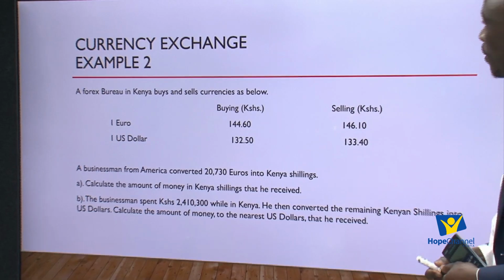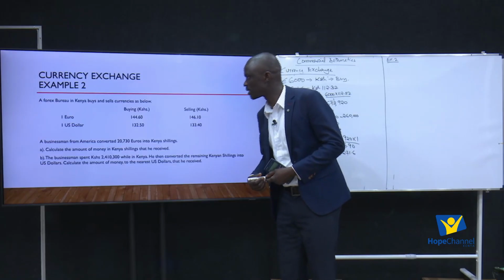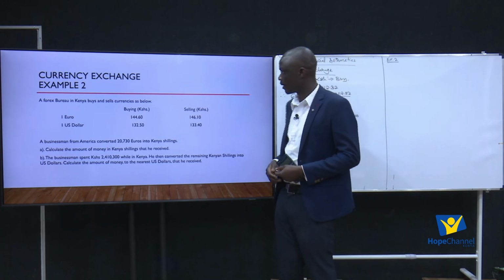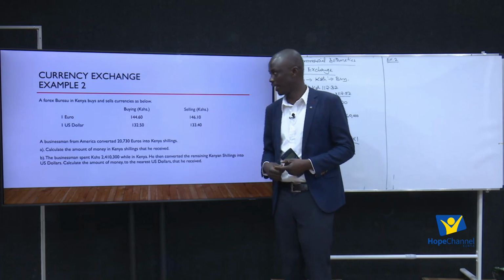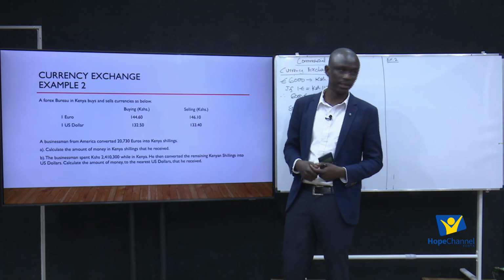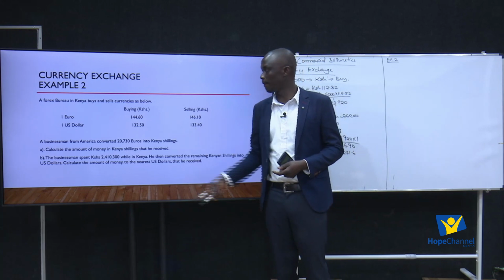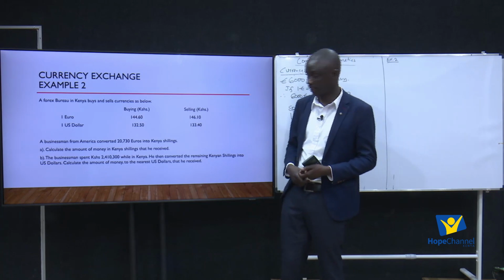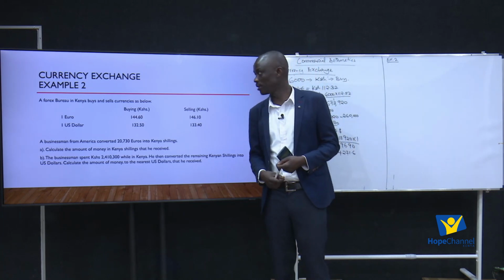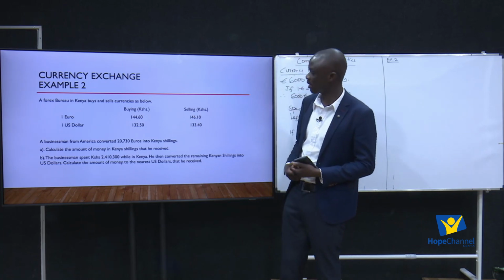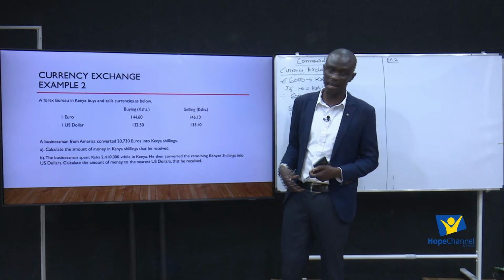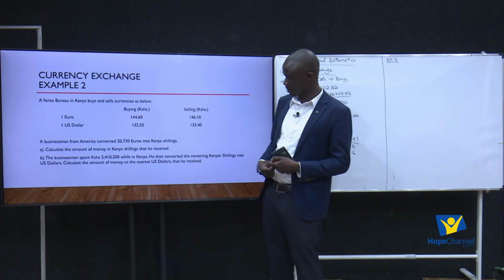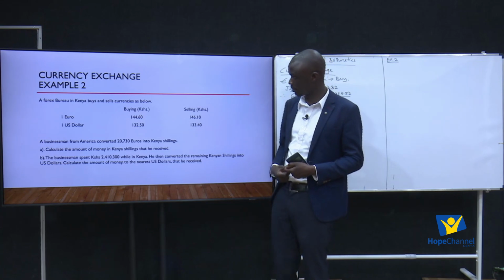A forex bureau in Kenya buys and sells currencies as shown below. So we have euro and you have dollar. Again, buying and selling. 1 euro is buying at 144.6 and sells at 146.1. 1 US dollar is buying at 132.50 and is selling at 133.40. A businessman from America, now this person is coming from America.